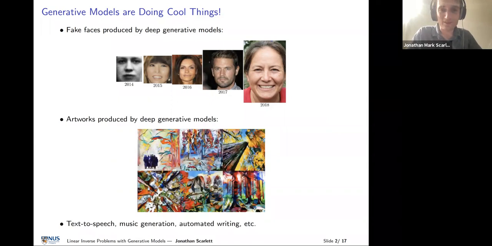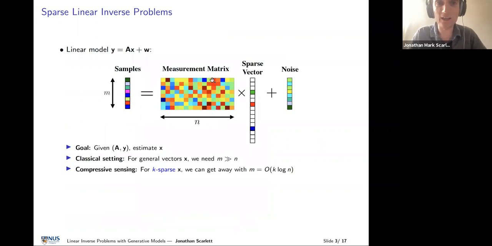There have been other uses beyond just generating faces. People have made neural networks to generate artworks. There have been more application-driven things like text-to-speech and natural language processing, and it's not all about images. A couple of these are about text. There's also things like music that generative models are producing. So this is all very cool, and this talk will be about an application of deep generative models which is less immediately obvious, but still potentially very useful. To get into that, I'll need to explain the other part of the title, which is linear inverse problems.